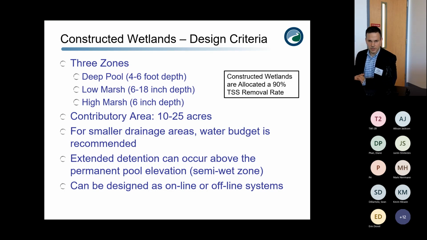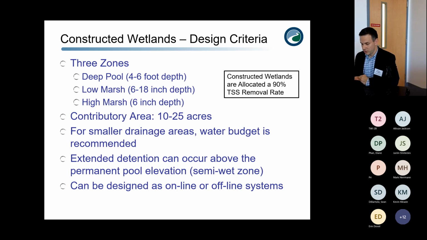And in New Jersey, there are design criteria for engineers designing constructed wetlands. There are 3 different zones that you can think about. There are deep pool areas where you have a good depth of 4 to 6 feet of water, and then you have different marsh areas that have different hydrologic zones. So you have a low marsh area where you typically have 6 to 18 inches in depth, and then a high marsh area where you typically have 6 inches of depth. And all of those different areas get planted with different types of species that are adaptable to those.